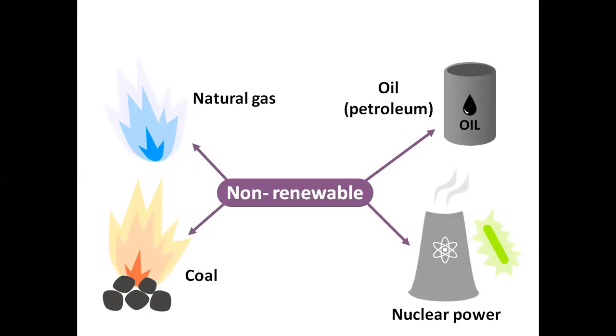Now here you can see the non-renewable energy resources. In that, first you can see natural gas. Second, you can see oil and petroleum. The third is coal. And fourth is nuclear power.